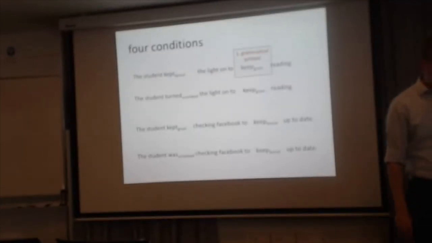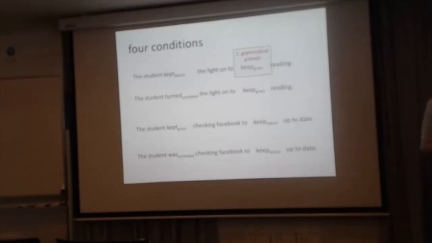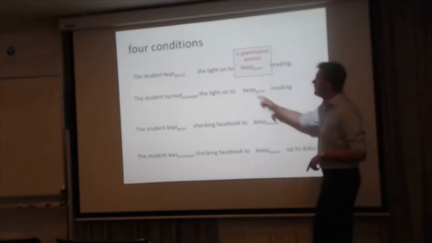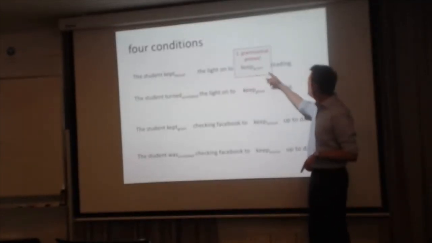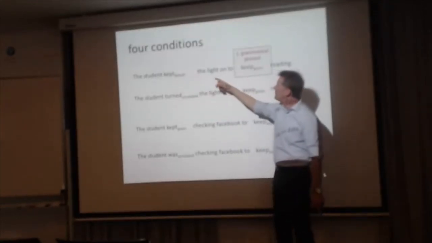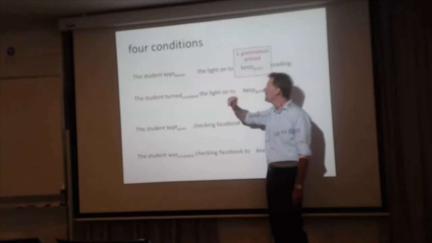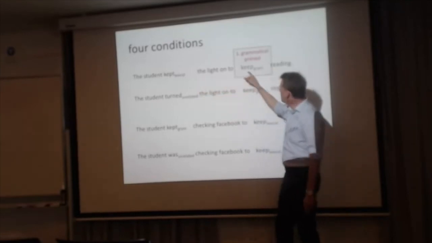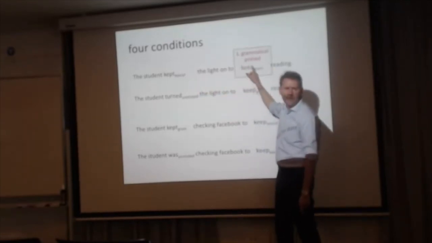All right, so in the first condition, we collected responses to a grammatical element, the end of the sentence, that had been primed by its lexical counterpart. So this is what we call the grammatical primed condition. Sentences like, the student kept the light on to keep reading. So here we have lexical keep first, which, according to the asymmetric priming hypothesis, should yield a processing advantage for the participant once they get to grammatical keep.